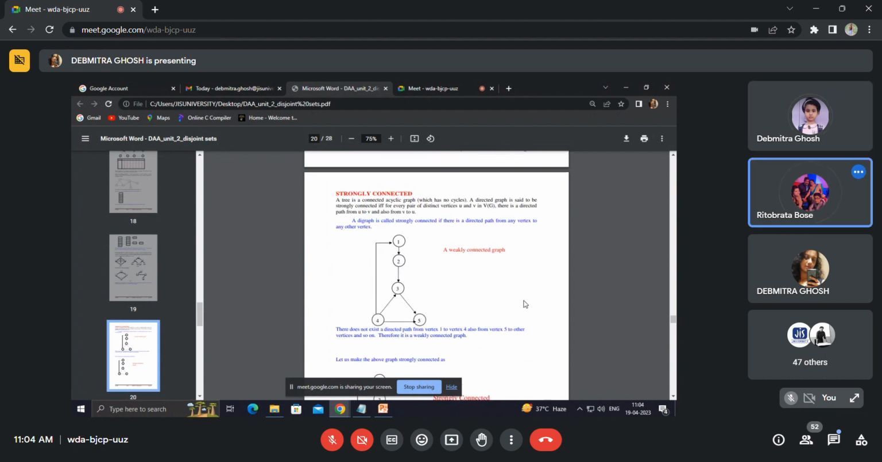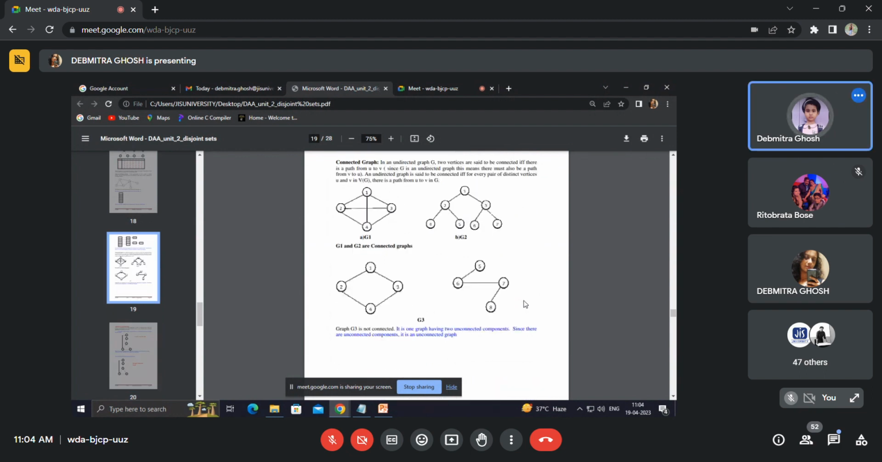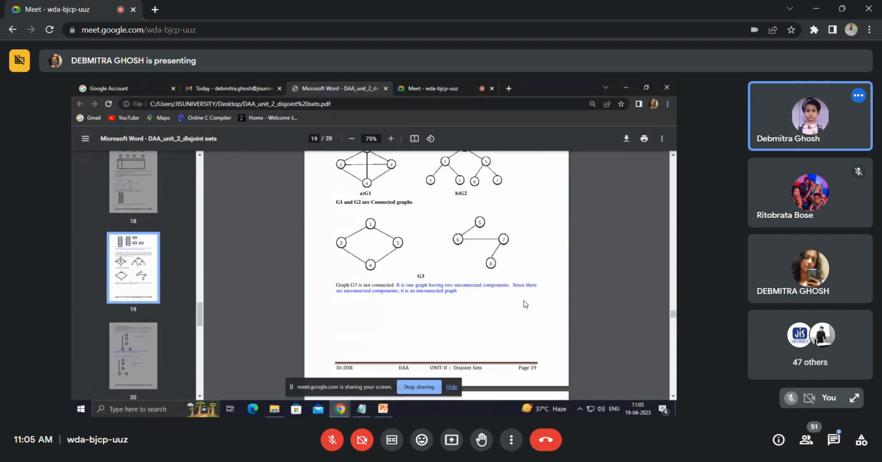Yes, ma'am. So just take a screenshot of this, which are connected and which are not connected. At least you can show it by diagram, like this is the connected graph and this is a not connected graph. Done.